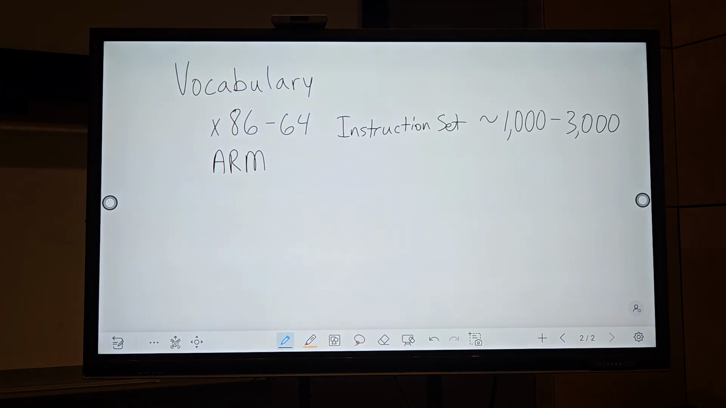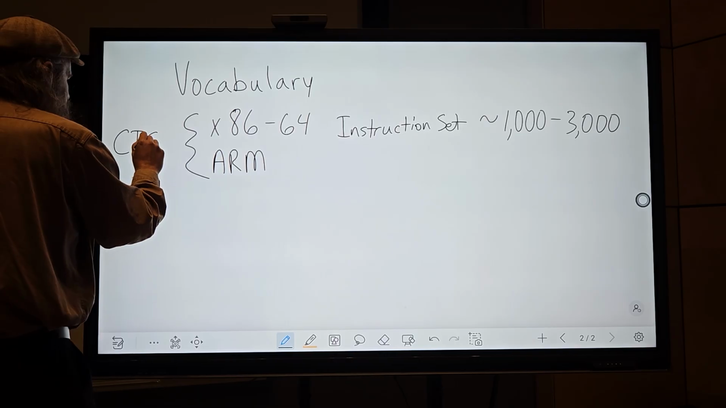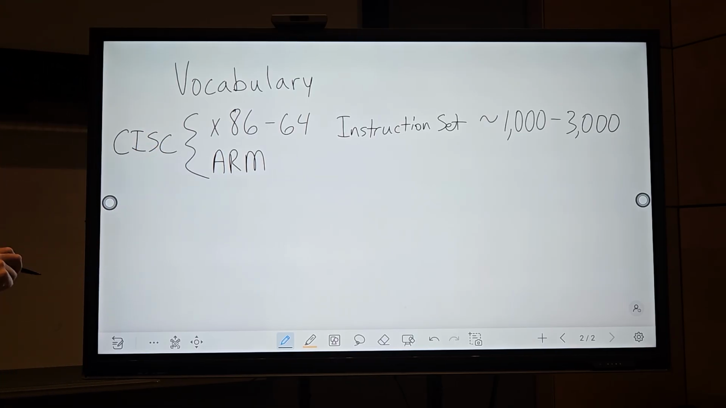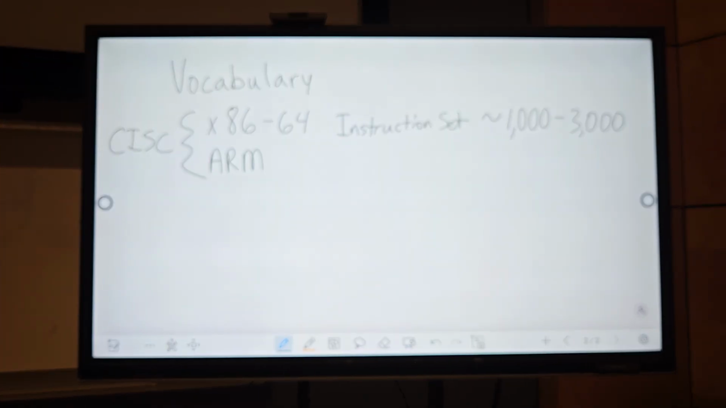Now, it might be a challenge to memorize all those 1,000 or 3,000 different instructions, but that's fairly limited. These are CISC processors, which means complex instruction set computers. So that's about as complex as they get. 1,000 to 3,000 instructions.